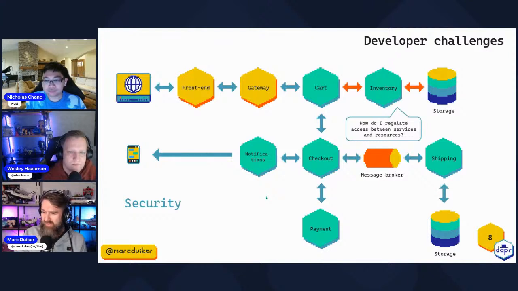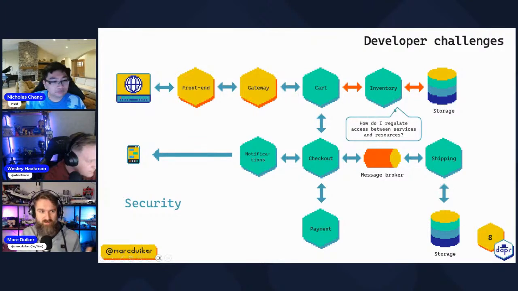The final one deals with security. So how do you actually regulate access between services and resources? For instance, we have this inventory service here, and we only want to allow access to this inventory service from this card service, and we only allow access to the storage only from this inventory service.